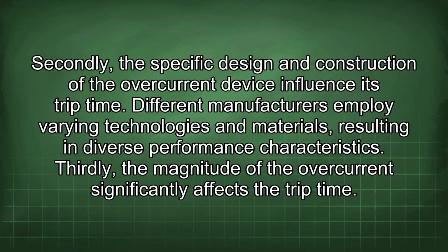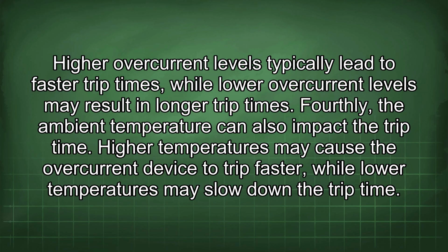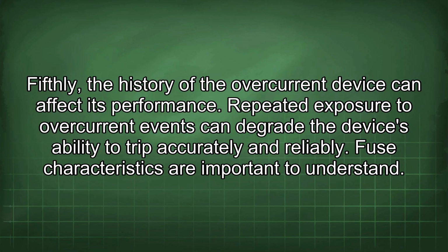Thirdly, the magnitude of the overcurrent significantly affects the trip time. Higher overcurrent levels typically lead to faster trip times, while lower overcurrent levels may result in longer trip times. Fourthly, the ambient temperature can also impact the trip time. Higher temperatures may cause the overcurrent device to trip faster, while lower temperatures may slow down the trip time. Fifthly, the history of the overcurrent device can affect its performance. Repeated exposure to overcurrent events can degrade the device's ability to trip accurately and reliably.